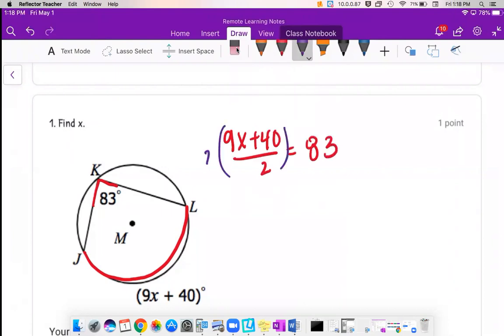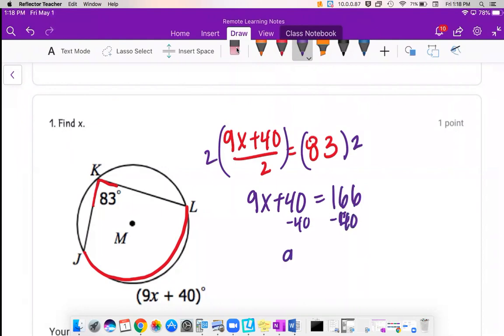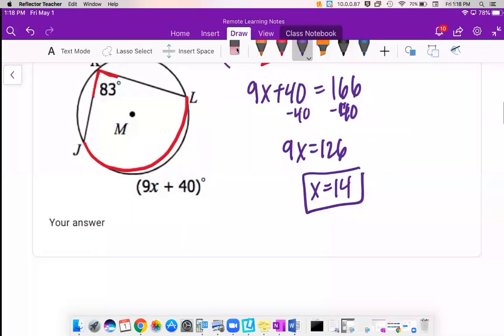First thing you'd probably do is multiply both sides by 2. So then you would get 9x plus 40 is equal to 166. Subtract 40 from both sides. So you get 9x is equal to 126, divided by 9. You'll get x is equal to 14 for this first answer. So hopefully that's what you guys got in this problem.